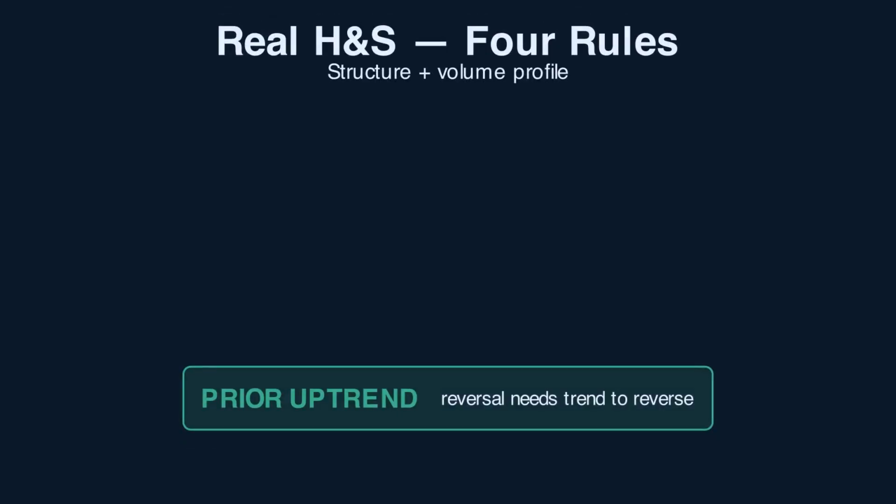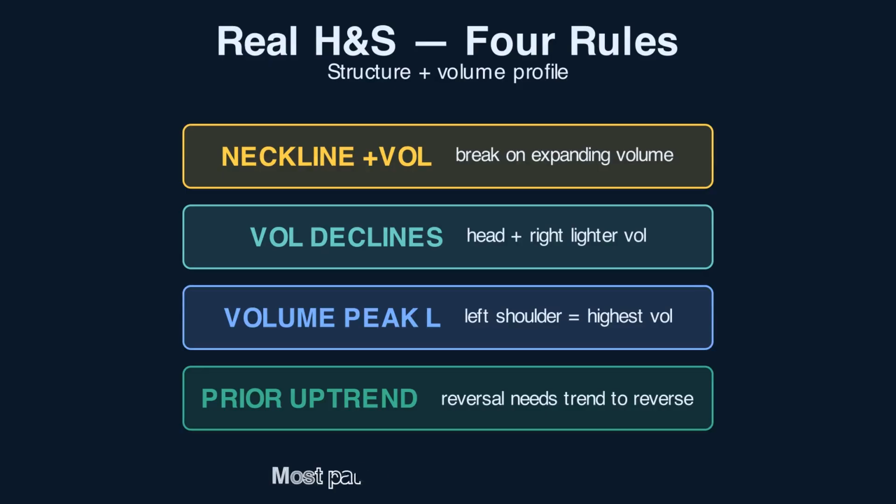Here are the 4 rules. 1. There must be a prior uptrend. A reversal pattern needs a trend to reverse. HNS in a sideways market is meaningless.